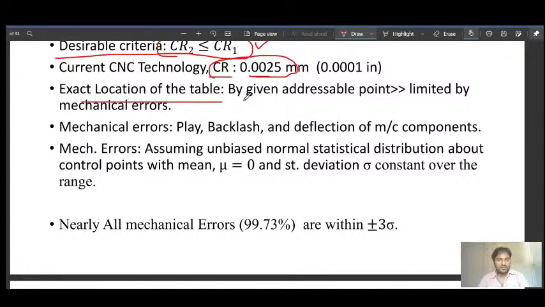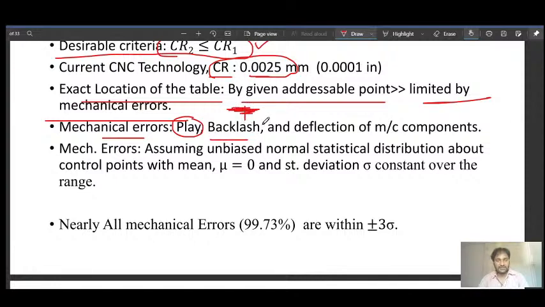The exact location of the table is given by addressable points, and it is limited by mechanical error. Mechanical errors include backlash of the lead screw, where the table can move relative to a particular position, still they can move linearly. There is also backlash in angular rotation, forward or backward, and deflection of the machine components.